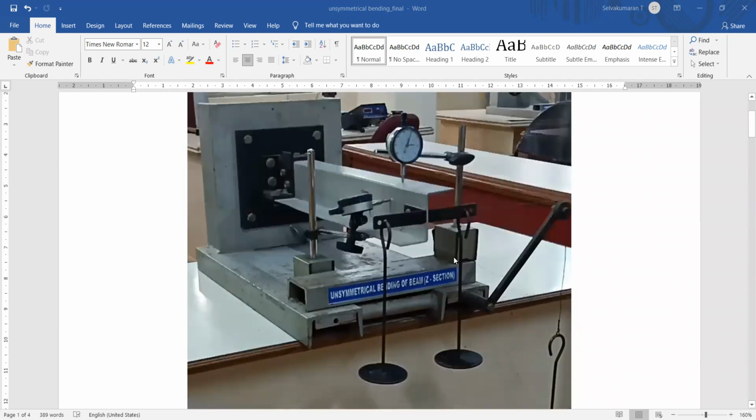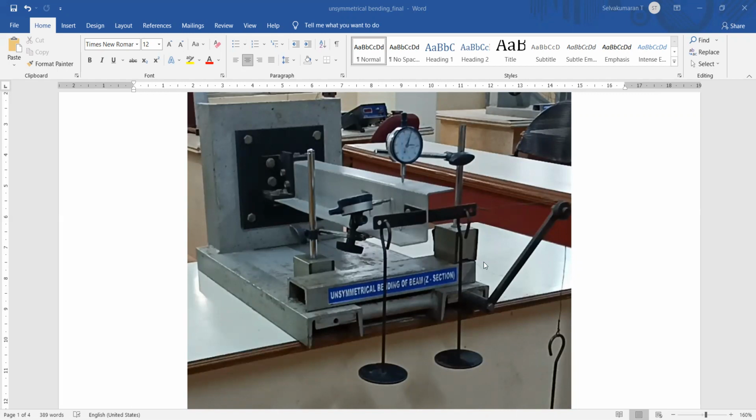So this is the setup. You could see here two dial gauges. This dial gauge will give you the vertical displacement when the external loads are applied. Simultaneously, this dial gauge will give you the horizontal displacement.